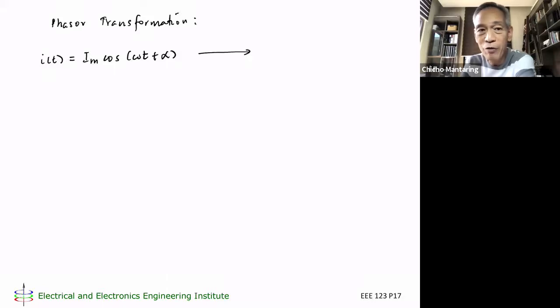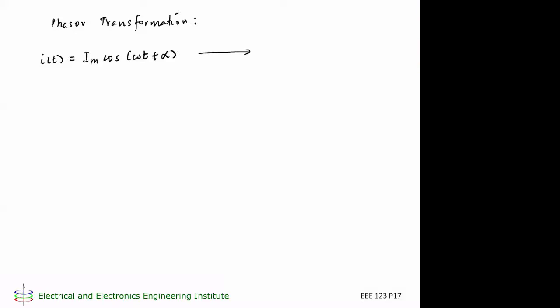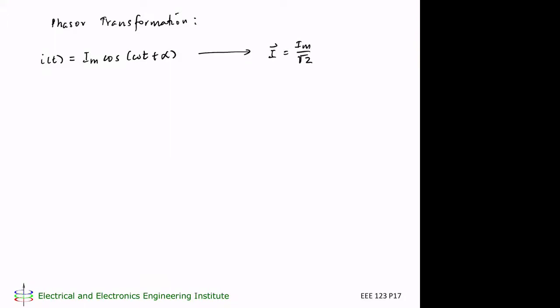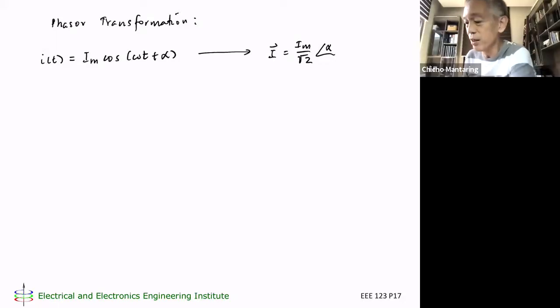But how do you convert this to a phasor, the Im? So first we take the RMS value of the current, so it becomes Im over square root of 2. Okay, so the phasor I is Im over the square root of 2. Then its angle is alpha. Yeah, alpha. Okay, that's how you convert this to a phasor.